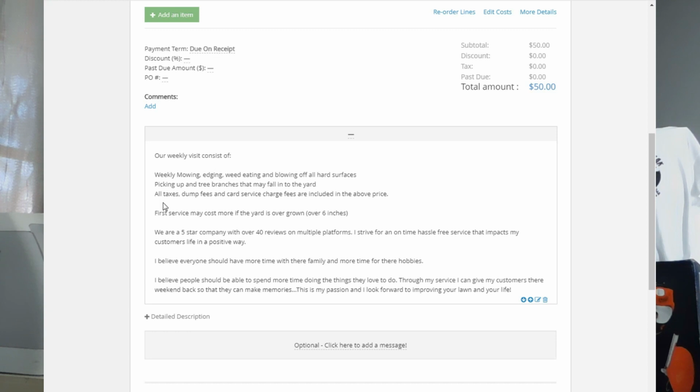Our weekly service consists of weekly mowing, edging, weed eating, and blowing off all hard surfaces, picking up tree branches that may have fallen on the yard. All taxes, dump fees, card service charge fees are included in the price above. So yes, my credit card fees come out of that $50. I don't charge that to the client. You can charge a convenience fee of like $3 to your clients, and I believe even more if you're doing bigger projects. So yeah, we don't do that.